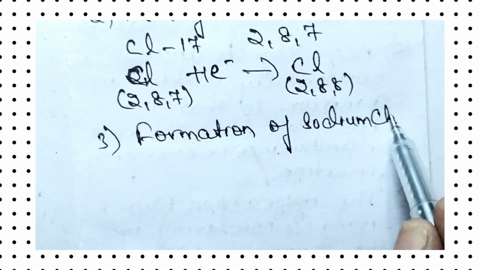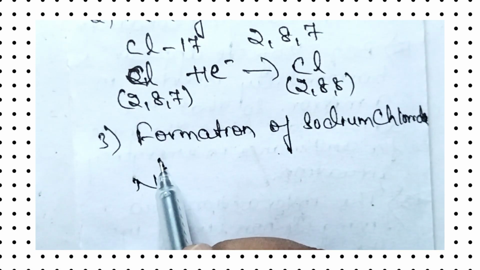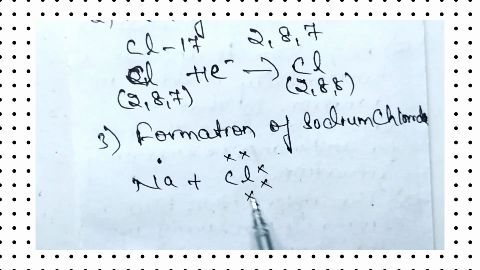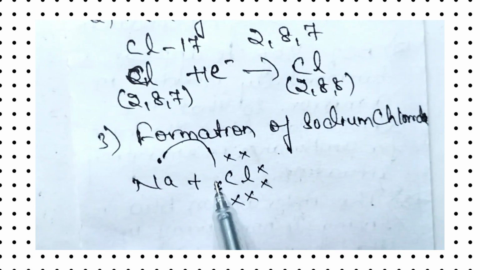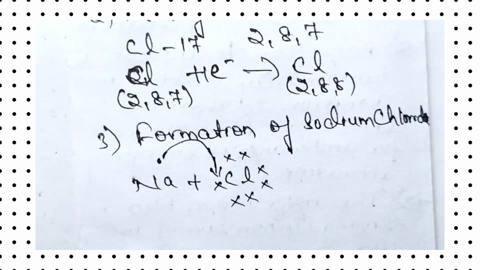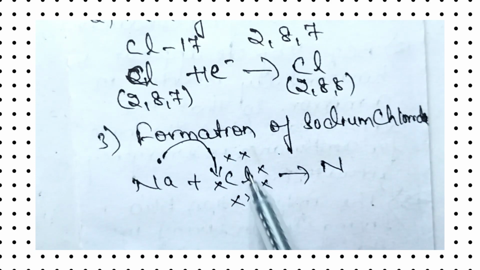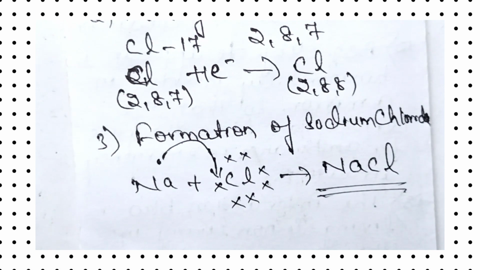So this is the third step. Na has 1 valence electron, plus chlorine has 7 valence electrons. So sodium transfers 1 electron to chlorine. Sodium will lose the electron and chlorine will gain the electron. By sodium losing 1 electron and chlorine gaining 1 electron, it will become sodium chloride, which is an ionic compound. So like this, you have to write the electronic structure.